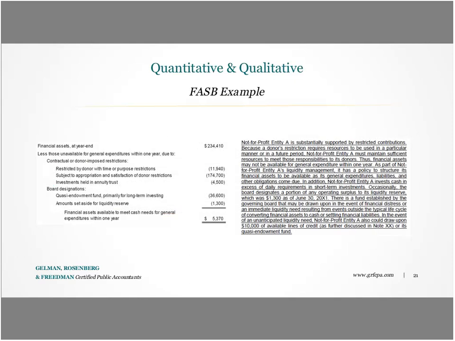Here is an example reproduced directly from the ASU to give us some guidance to move forward. At the top of this example is a quantitative disclosure, and it's in table format. And as you can see, it starts with the financial assets at year end and then subtracts out those unavailable for general expenditures within that year. So you could see any donor or contractual restrictions and any board restrictions that bring you down to that final number, which is the financial assets available to meet the cash needs for general expenditures within 1 year.